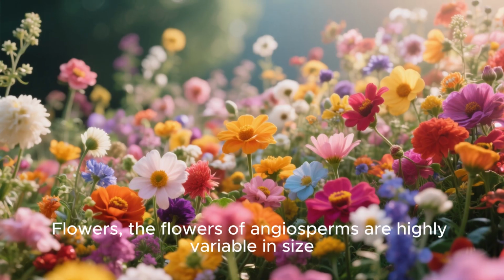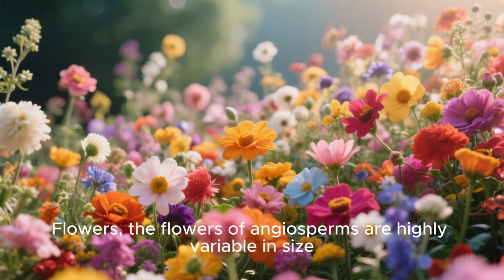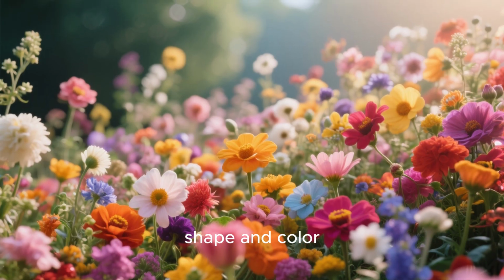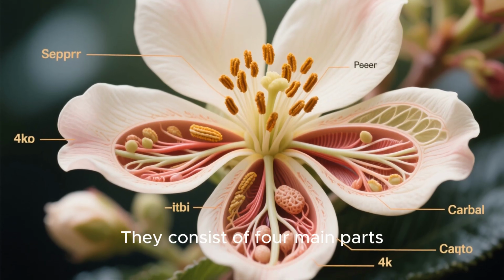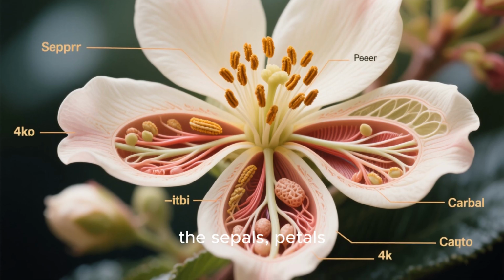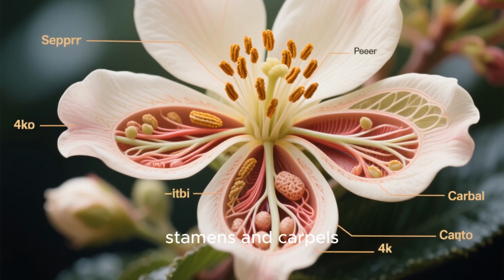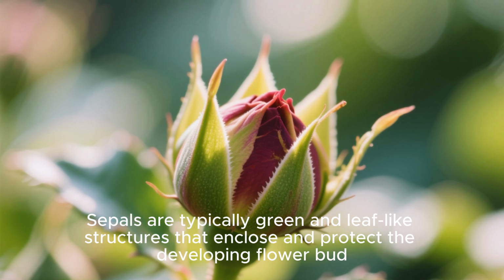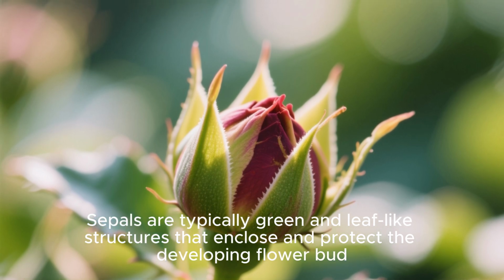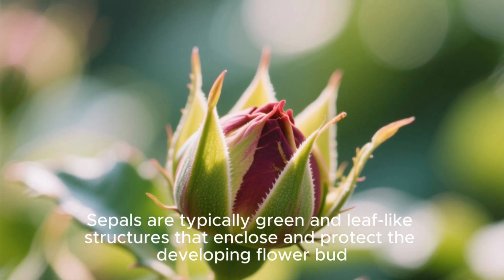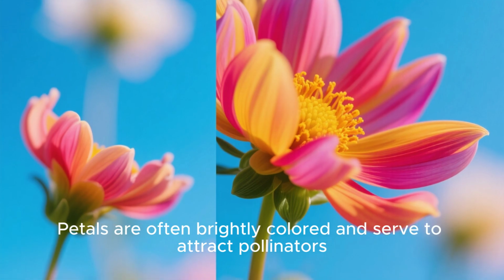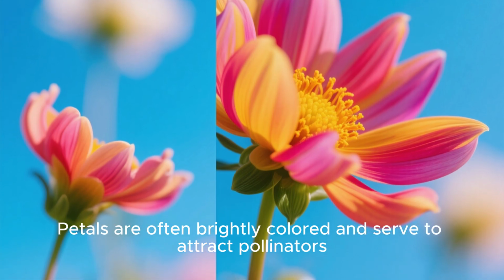Flowers. The flowers of angiosperms are highly variable in size, shape, and color. They consist of four main parts: the sepals, petals, stamens, and carpels. Sepals are typically green and leaf-like structures that enclose and protect the developing flower bud. Petals are often brightly colored and serve to attract pollinators.